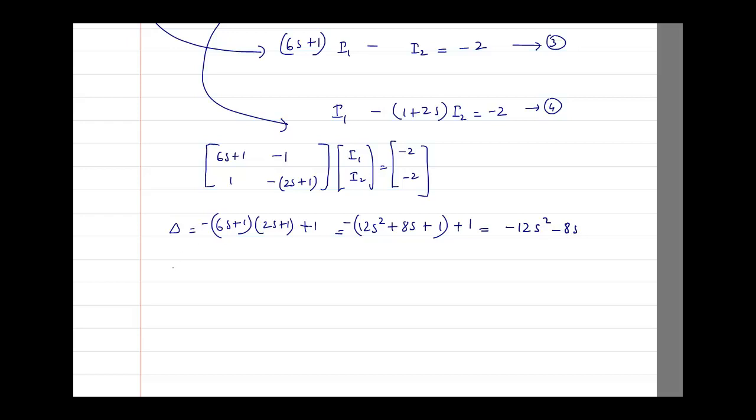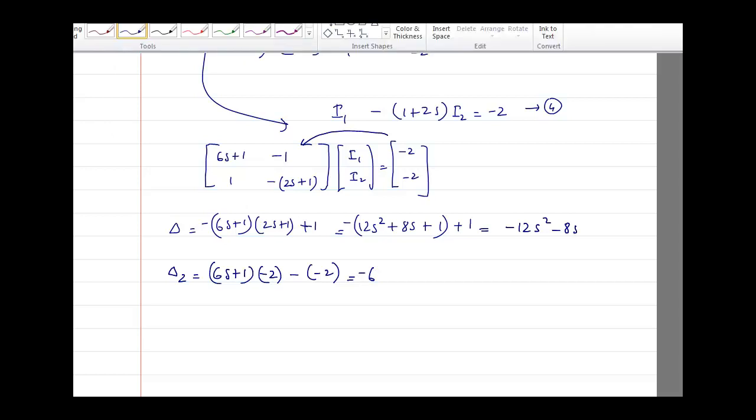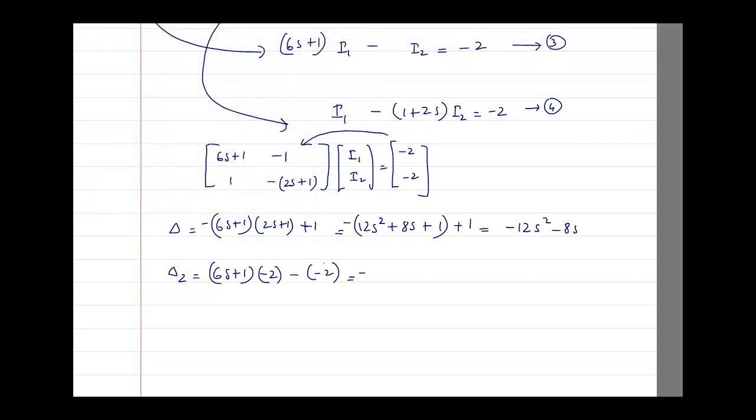So that is delta, and delta 2 is when you replace the second column with minus 2. So I will get 6s plus 1 into minus 2, minus of 1 into minus 2. Okay, so this one becomes minus 6s into 2 is 12, so this is minus of 12s minus 2 plus 2, which is minus 12.